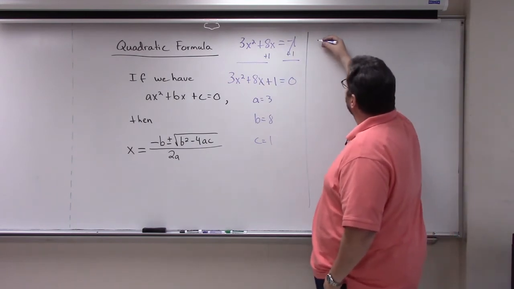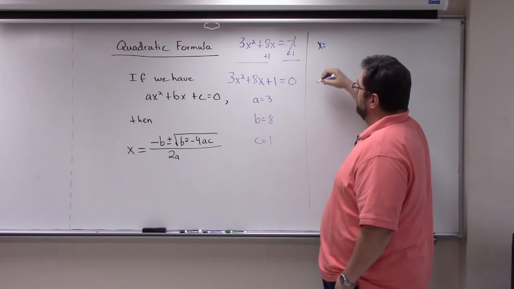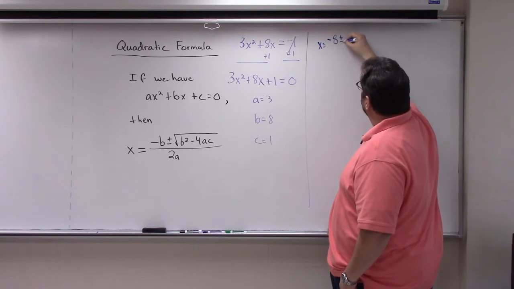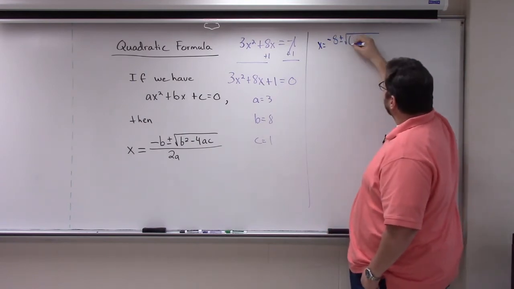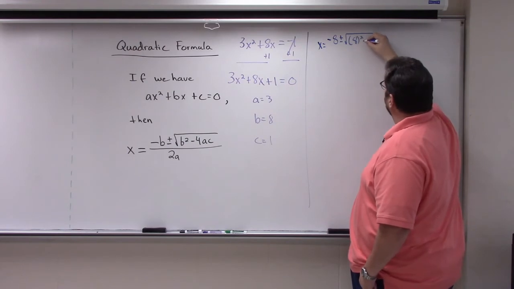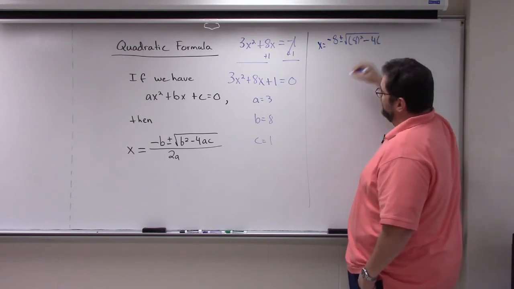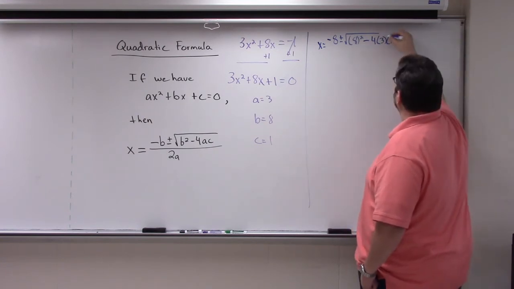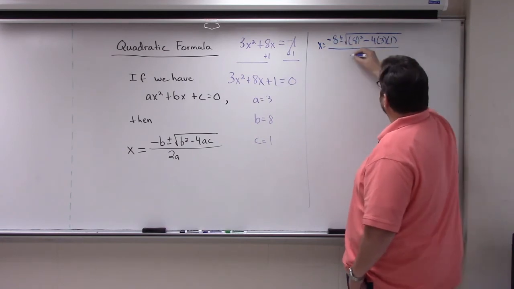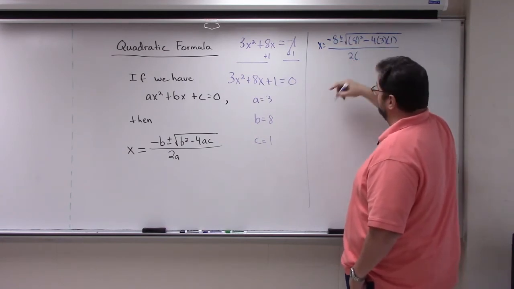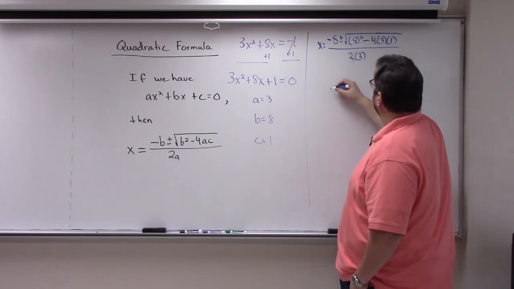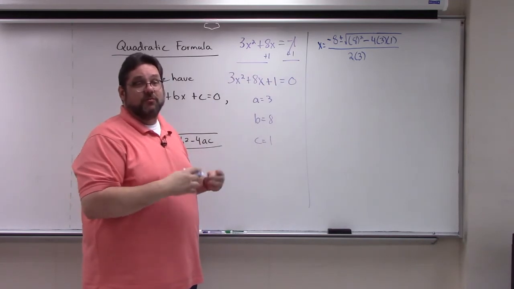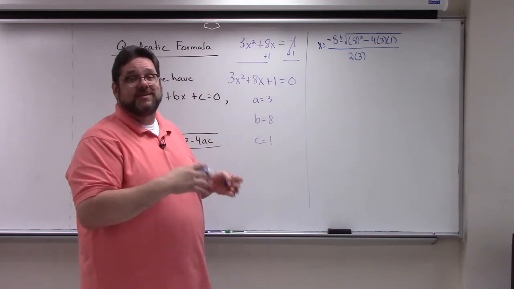Okay, so x is going to equal minus b, so minus 8, plus or minus the square root of 8 squared minus 4 times a, which is 3, times c, which is 1, all over 2 times a, which is still 3. All right. We've put the numbers in the right place. Everything else now is about reducing, doing the arithmetic and then reducing.